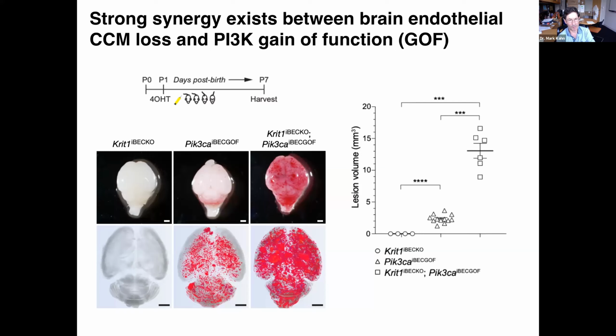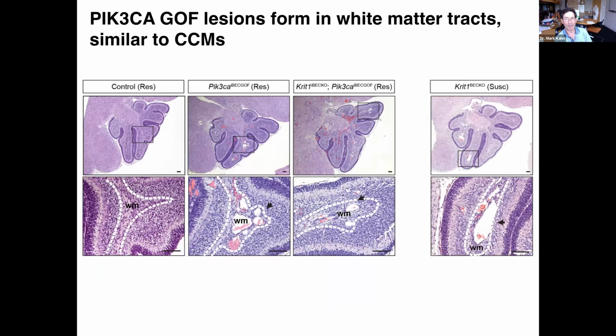And when the animals have a resistant microbiome and we delete CCM1, we get little or no lesion formation. When we activate PI3 kinase, we do get lesion formation. But when we activate PI3 kinase and delete CCM1, we get a really tremendous synergy. And that is shown here in this elegant lesion volume measurement that was done blinded by the Awad Laboratory in Chicago, whom we're fortunate enough to collaborate with. So this suggested that there was a strong synergy between these two pathways.